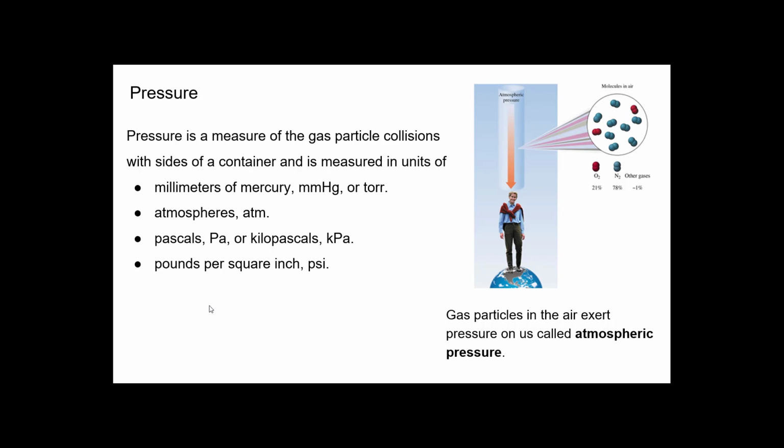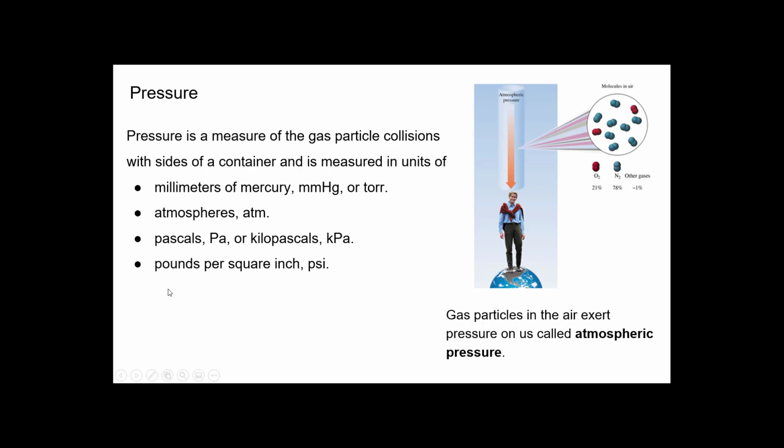Pressure is a measure of the gas particle collisions with the sides of a container, and it's measured in units of millimeters. I already went over this, but I'm going to explain what this means. In our environment, we have different molecules of air. Our air is actually made up of 78% nitrogen. I know everybody talks about oxygen, but we have more nitrogen in our air than oxygen. We have 21% oxygen in our air, and the remaining 1% is water vapor and other gases. Depending on where you are, the water vapor will be different. If you're in Vegas, the water vapor is a lot different than in Seattle. So there's a little bit of difference.